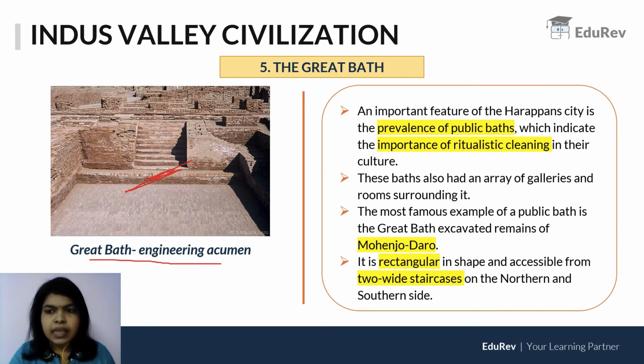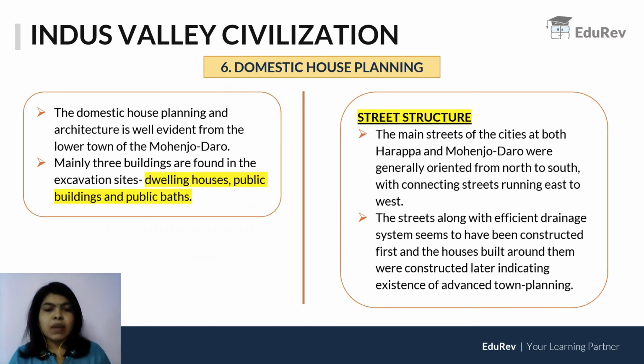And the next thing that we are going to see is domestic house planning. In domestic house planning, mainly three buildings are usually found. The first one is the dwelling houses, the second is public buildings, and the third one is public baths. So these are the repetitive structures that you can find here. Coming to the first point of view, that is the street structure. First thing that we are going to read is street structure.